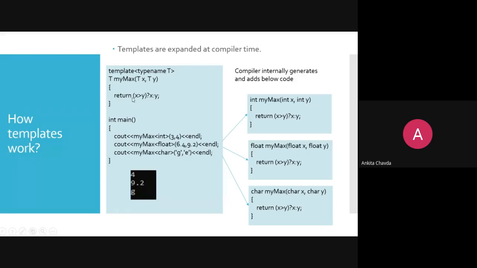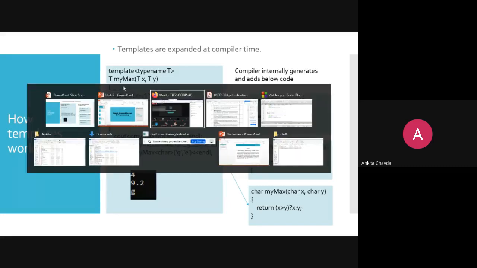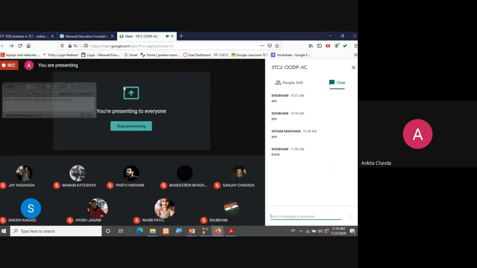And you are simply writing one function, and it is working for all the three different data types. It's just a 5-line code, but it's working for integer, float, and character, all kinds of data types. So this is the main functionality of the template. I hope it is clear. For the D2Ds, maybe this is the very first time.